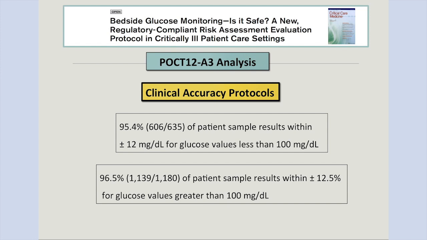So looking at plus or minus 12 milligrams per deciliter for glucose less than 100 milligrams per deciliter, 95.4%. And then if you had values greater than 100, 96.5%, definitely meeting the expectations from a point to the POCT 12A3.